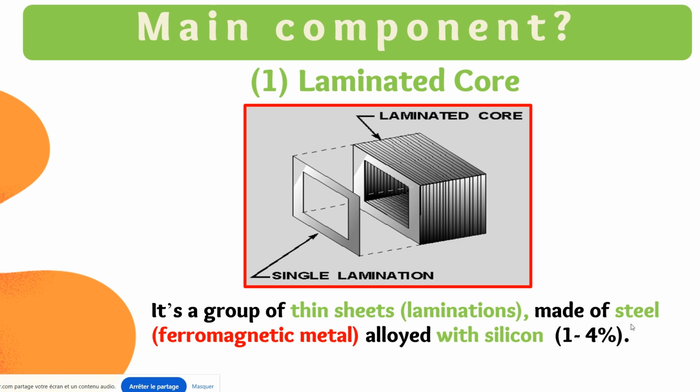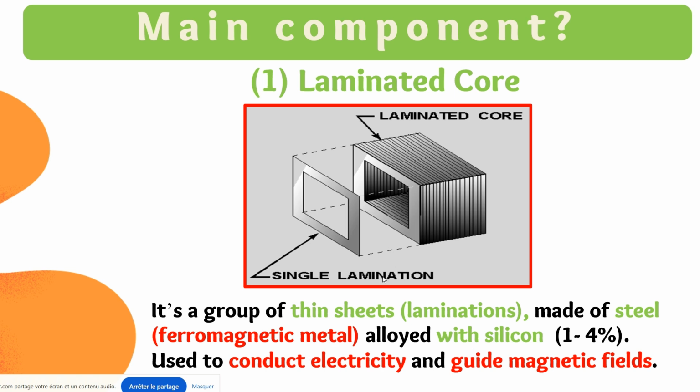Okay, made of steel, which is a ferromagnetic metal. We previously said in the second chapter what a ferromagnetic metal is. Made of steel alloyed with silicon. Be careful with this ferromagnetic metal because it helps to conduct magnetic field, guide it, because it is a ferromagnetic metal. We previously discussed the properties of ferromagnetic metals, so if you didn't see the course, you can check it.